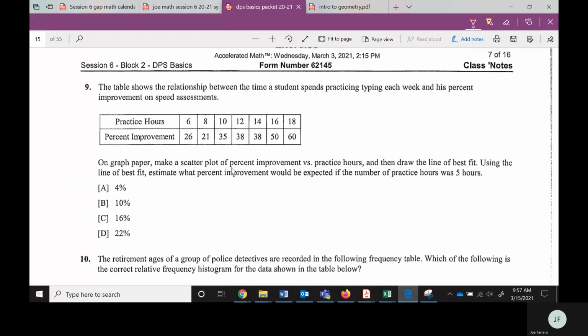It says on graph paper, make a scatter plot of percent improvement versus practice hours, and then draw a line of best fit. Using the line of best fit, estimate what percent of improvement would be expected if the number of practice hours was 5 hours. So I didn't give you graph paper. You could get graph paper if you want, or use notebook paper, might help a little bit better.